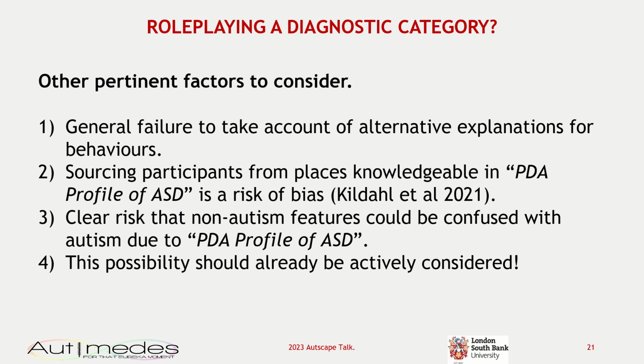Another point to consider is that there is a general failure to account for alternative explanations for PDA behaviours, and that some participants from places knowledgeable in the PDA Profile of Autism is a risk of bias, and this is from one of the systematic reviews. There's a clear risk that non-autistic features could be confused with autism due to assuming PDA is a profile of ASD. From my perspective, this risk should already be actively considered. I should not need to do a conference talk about it, because those advocating for PDA as a profile of autism should already be actively considering it and taking steps to address it, instead of just assuming that they know better than everyone else.